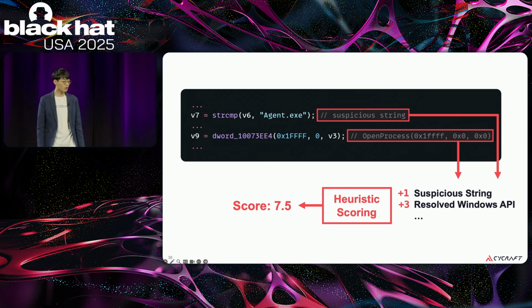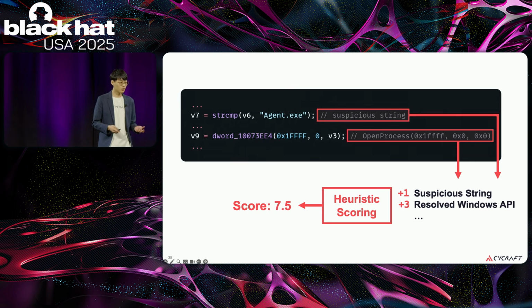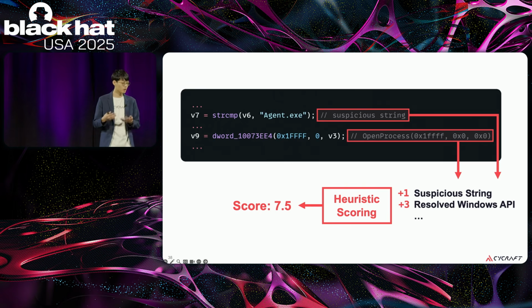But how can we quantify this behavior? How can we quantify which function is more important than other functions? So here we use a heuristic scoring function to help us calculate a score. For example, here the first line, the suspicious string, will give it 1 point, and for the open process, we'll give it 3 points. So different clues have different importance scores. And finally, we'll get a final score for this function. For example, here it is 7.5.